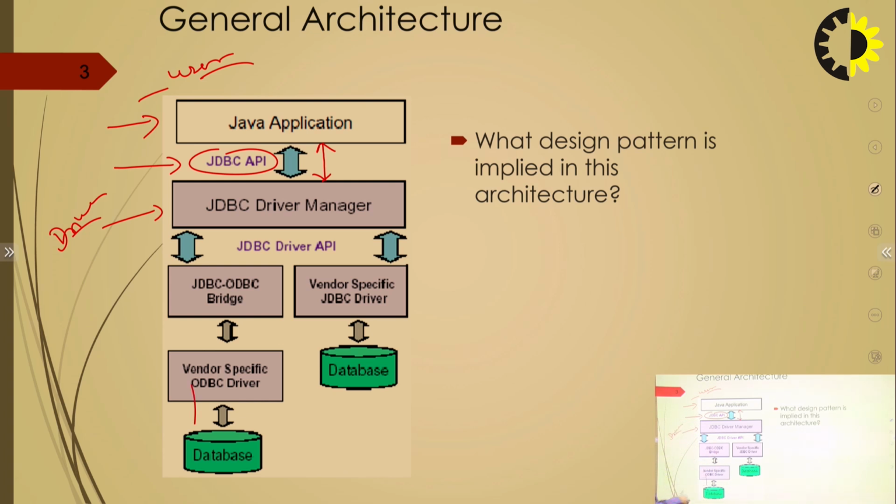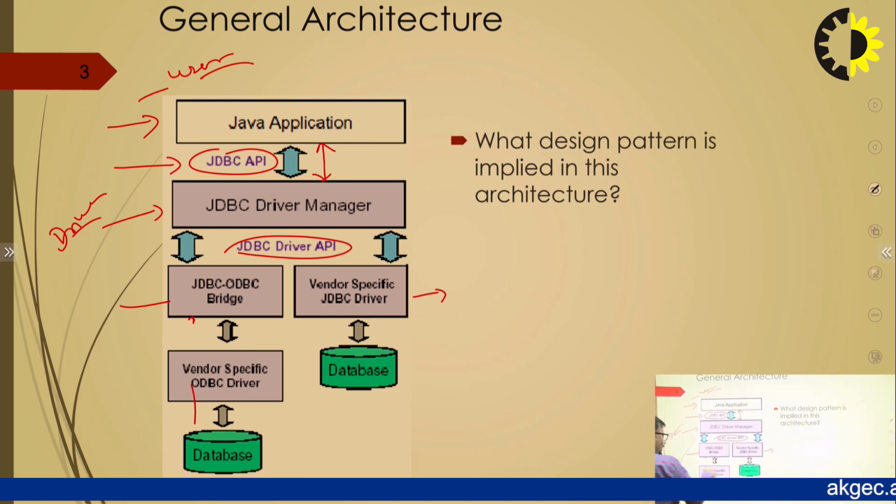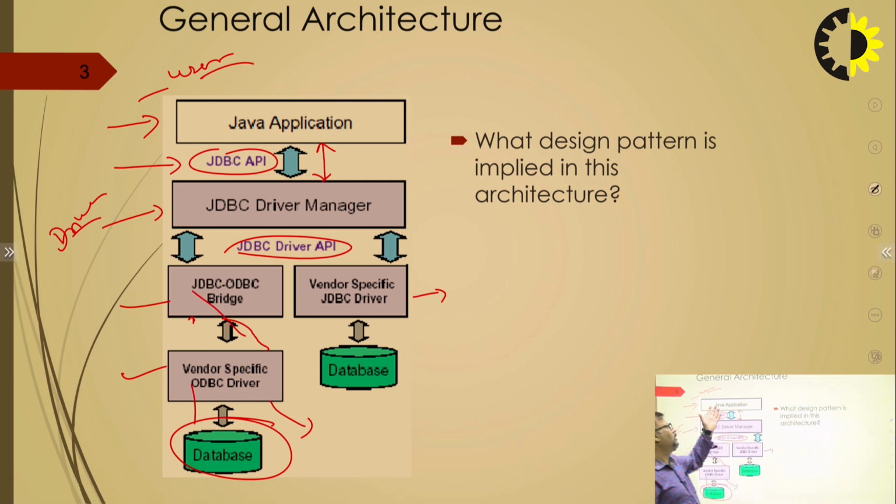Then again, it also sends through the JDBC driver API to the JDBC-ODBC bridge and the vendor specific JDBC driver. Both communicate with the JDBC driver manager with the help of the JDBC driver API. Next, the JDBC-ODBC bridge will communicate with the vendor specific ODBC driver, and this ODBC driver communicates with the database. The database sends the information to the vendor specific ODBC driver, which sends it to the JDBC-ODBC bridge, then the bridge sends it to the JDBC driver manager, and the JDBC driver manager sends it to the Java application.